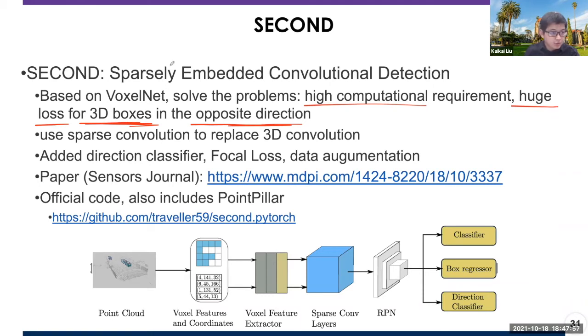And then there's a very good work called SECOND. It's called the sparsely embedded convolutional detection. This is also a very famous, very, very important work. From my own point of view, this is like the YOLOv5.